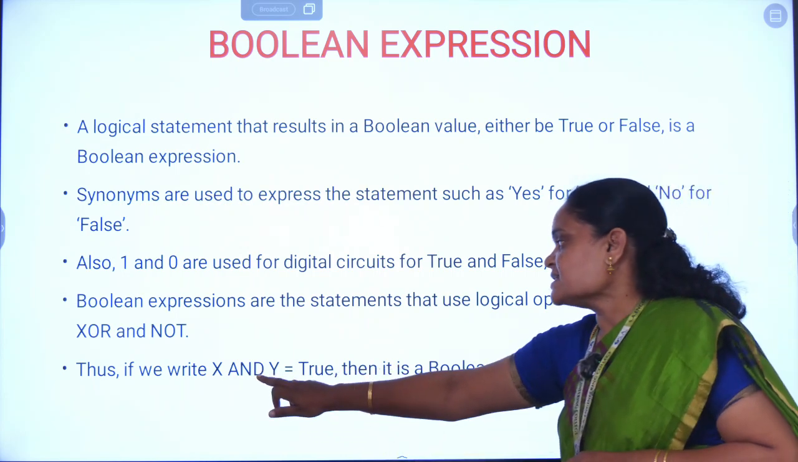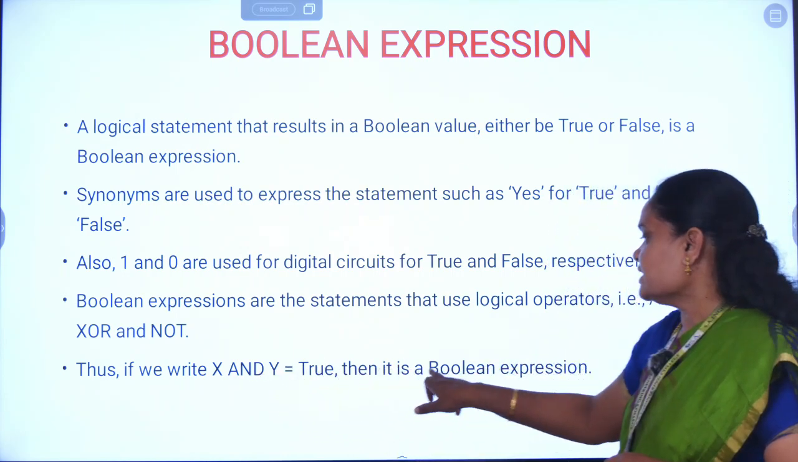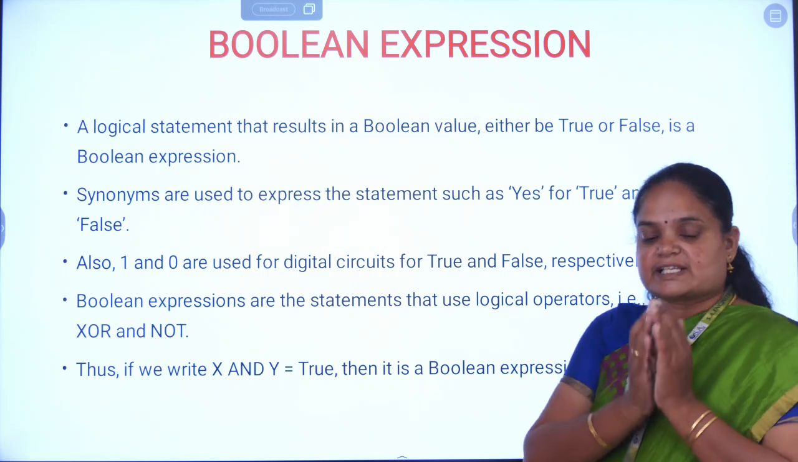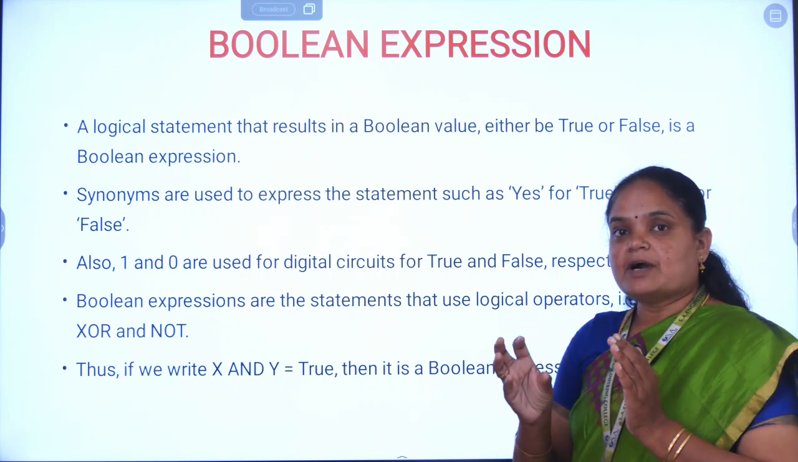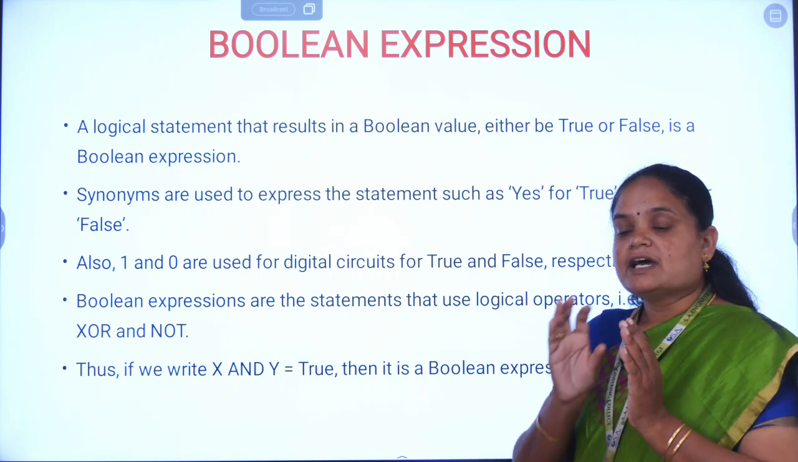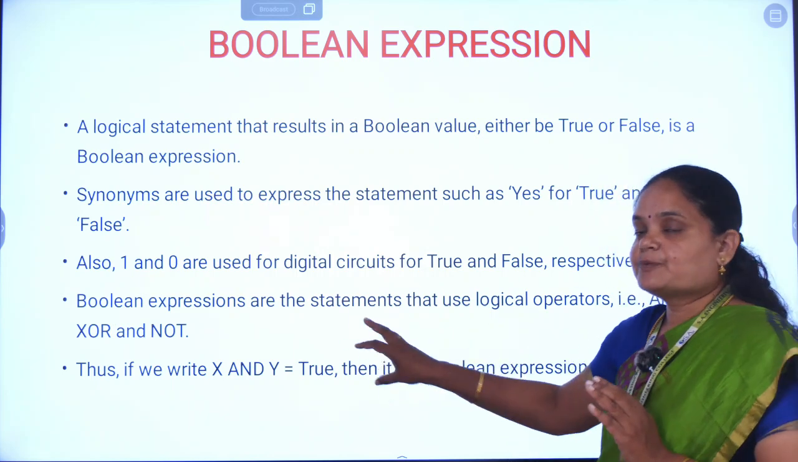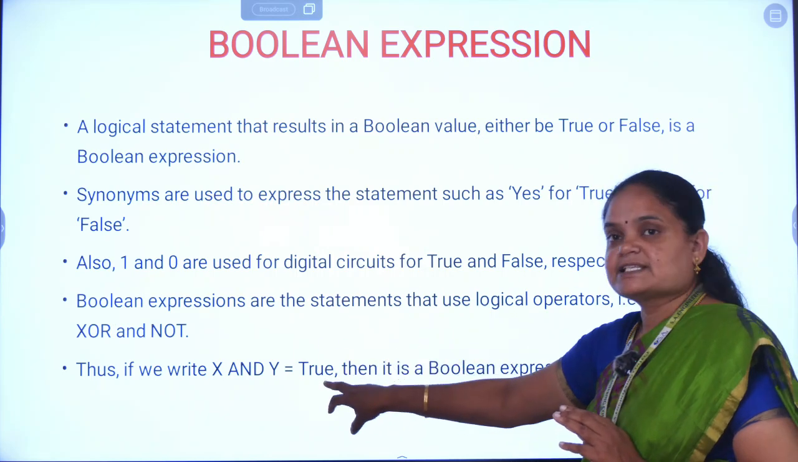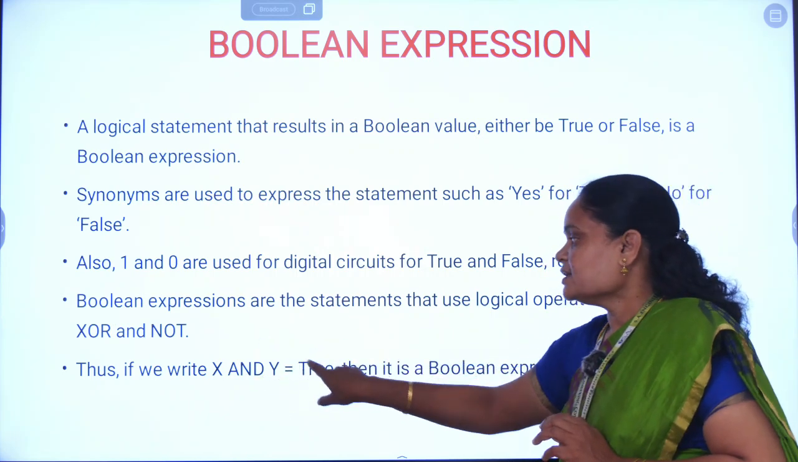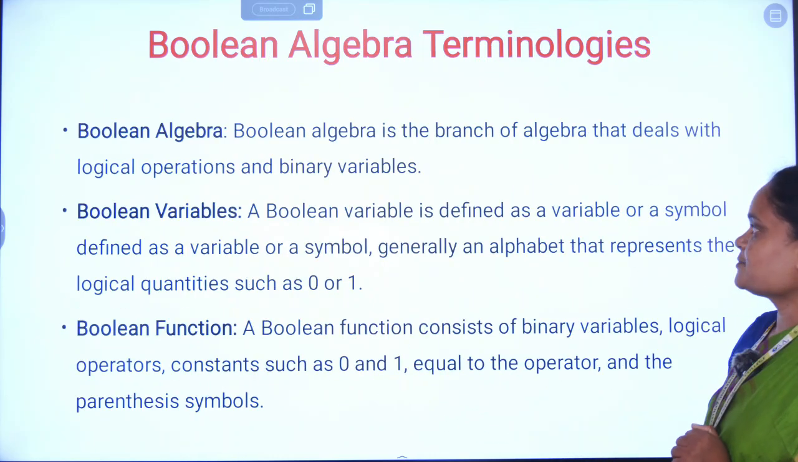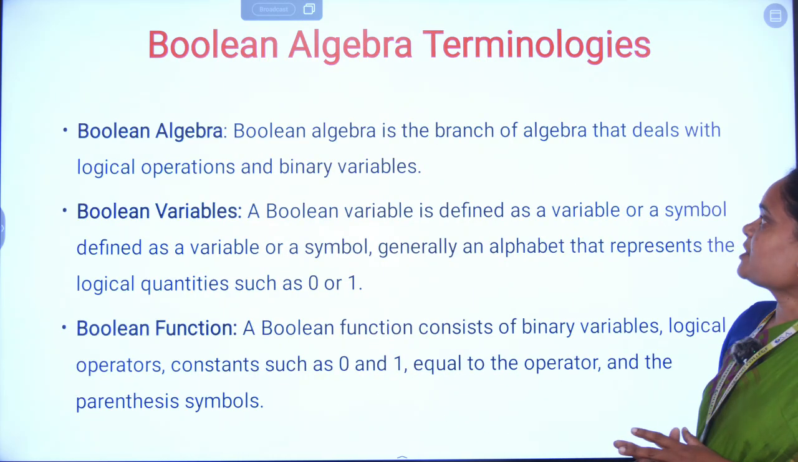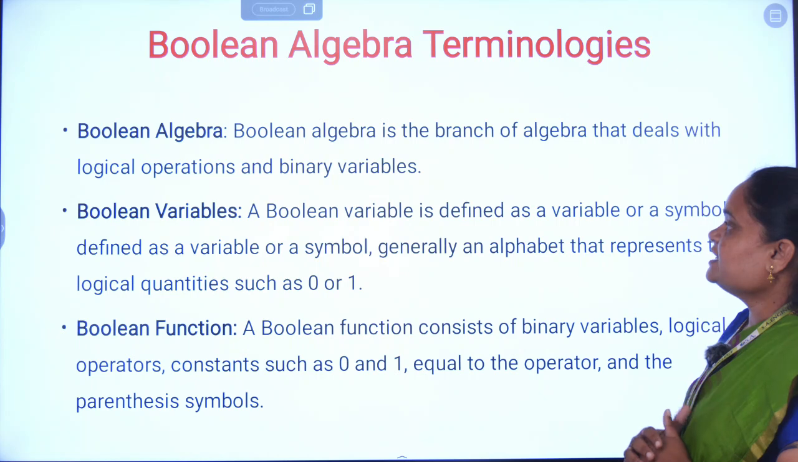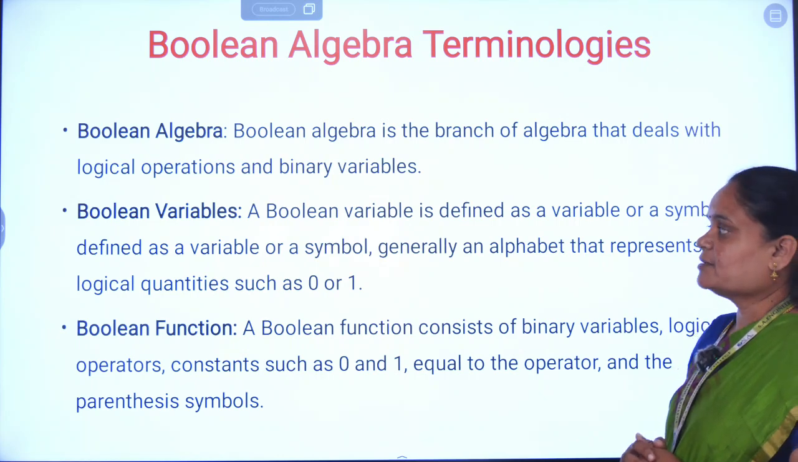Thus, if we write x AND y is equal to true, then it is a Boolean expression. So x is one variable, it performs some operation, that is called the AND operation, with y, and it produces one result, that is, the result is true. x AND y is equal to true is called a Boolean expression. So Boolean algebra is the branch of algebra that deals with logical operations and binary variables.